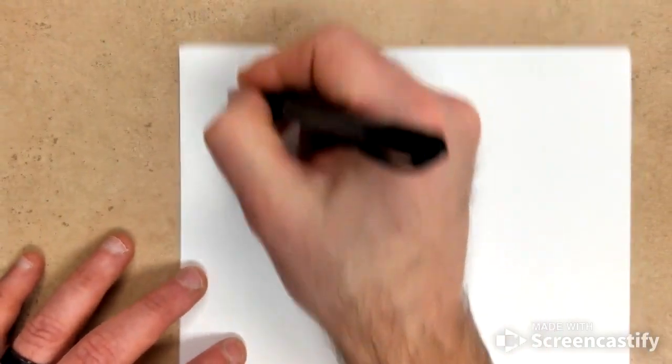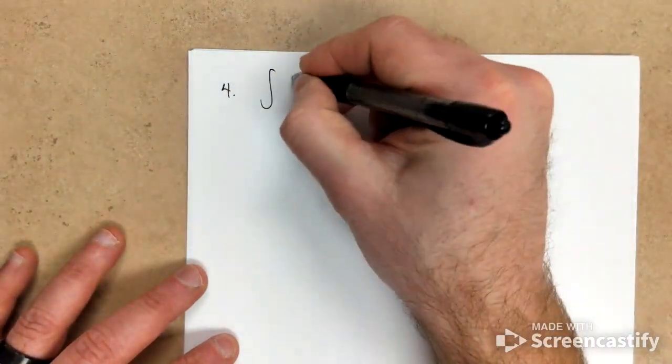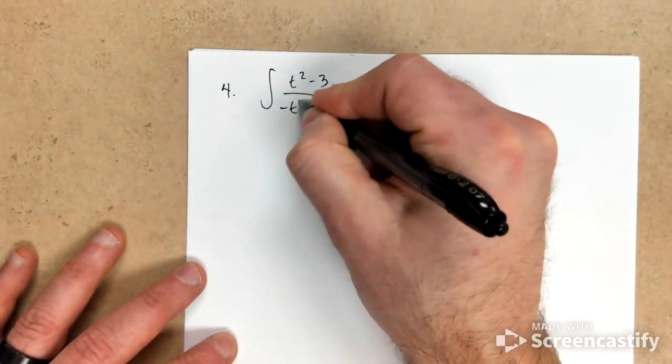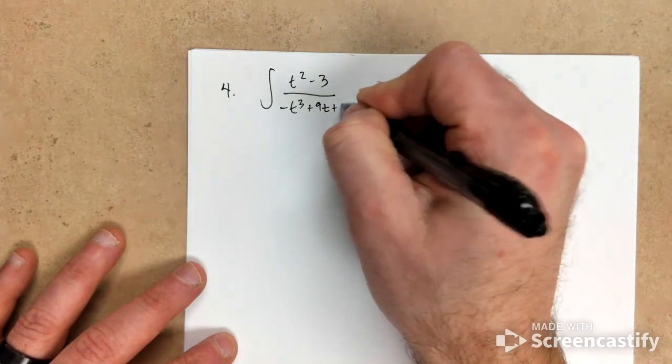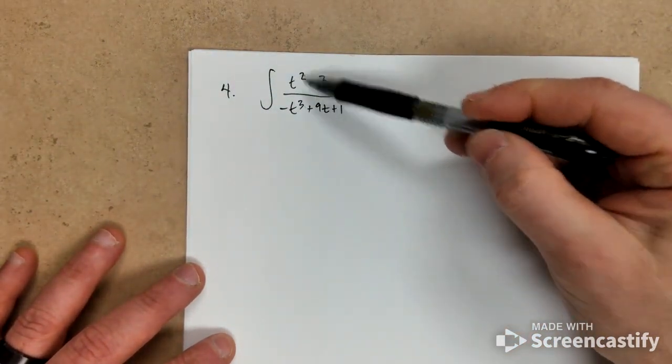Okay. Number 4. We got the integral of (t squared minus 3) all over (negative t cubed plus 9t plus 1) dt. Degree is 1 bigger than that. I have 2 terms here.